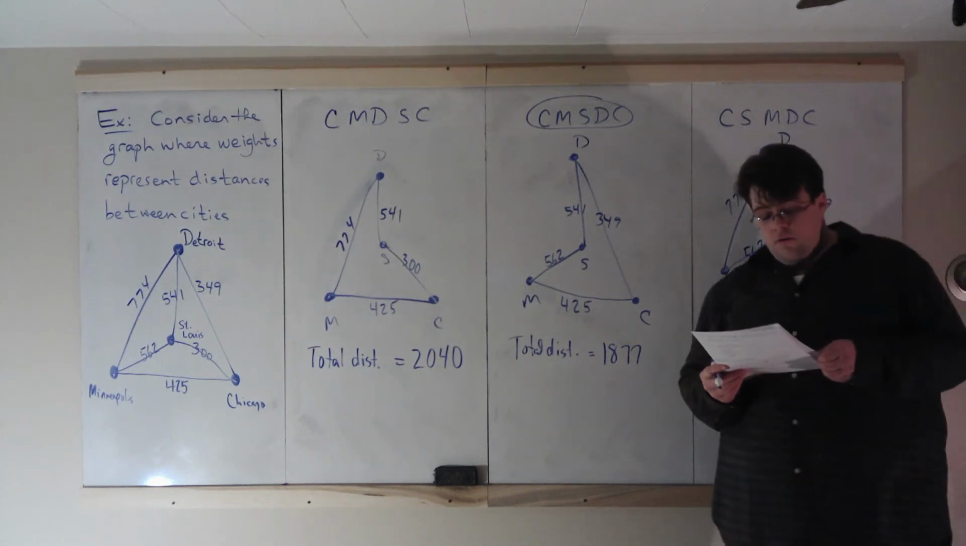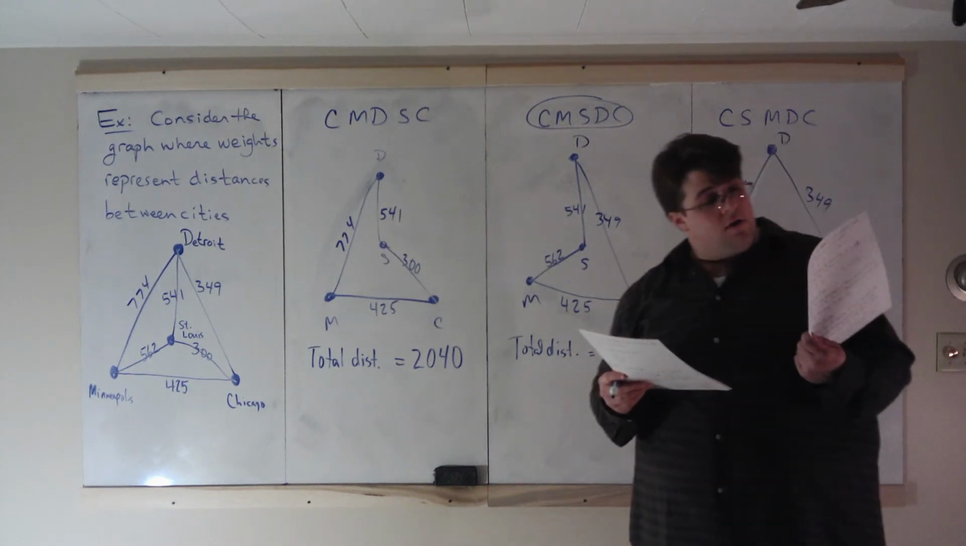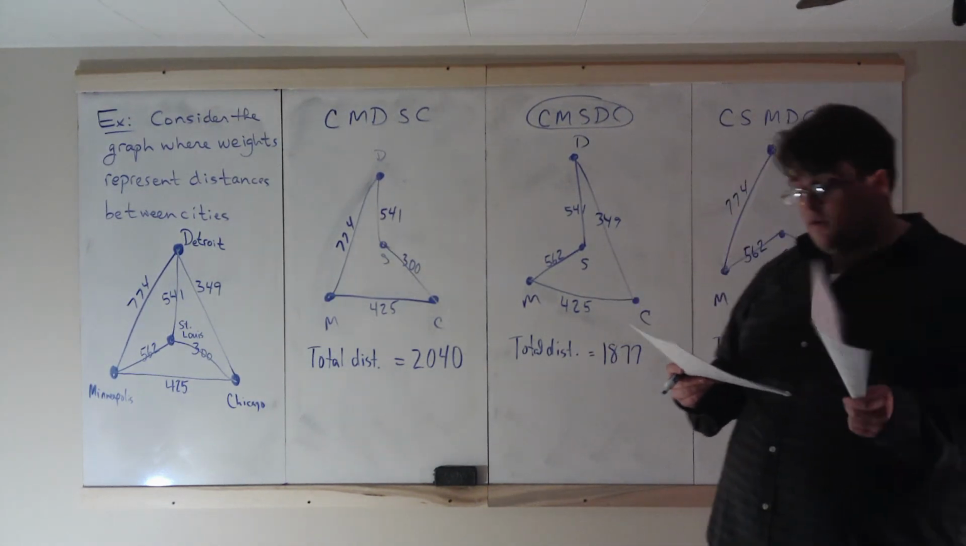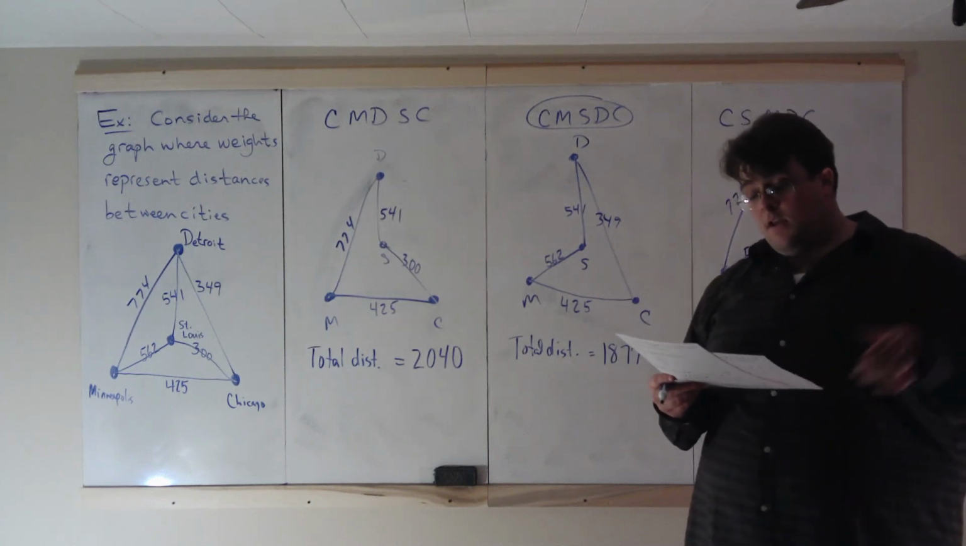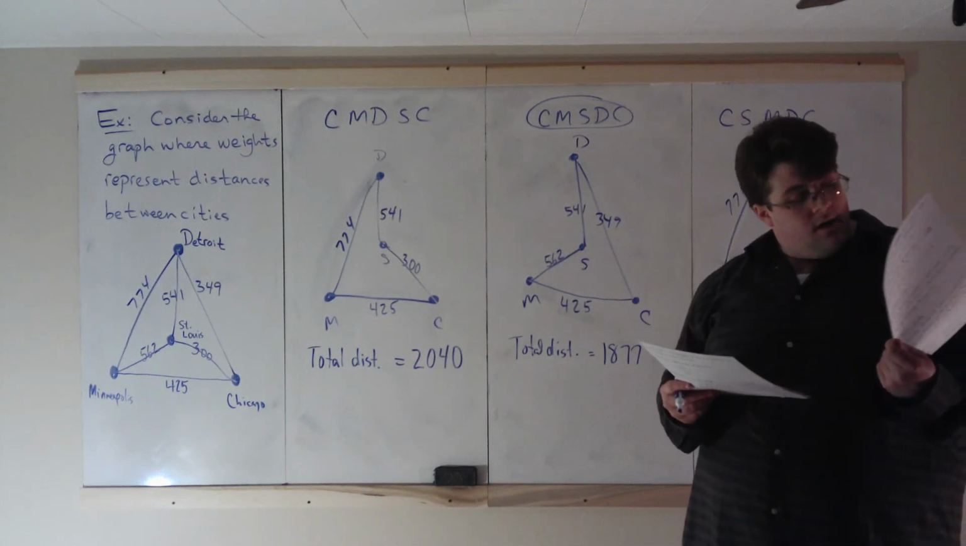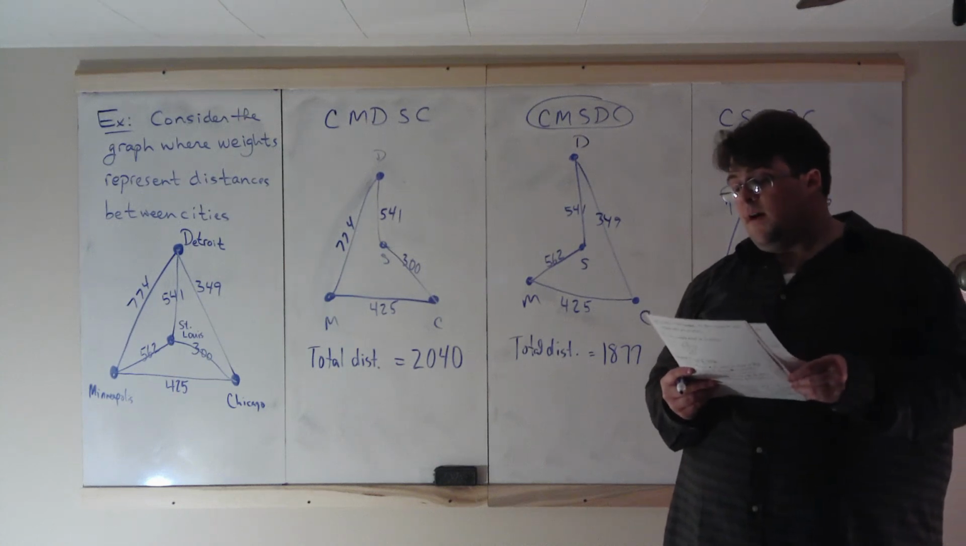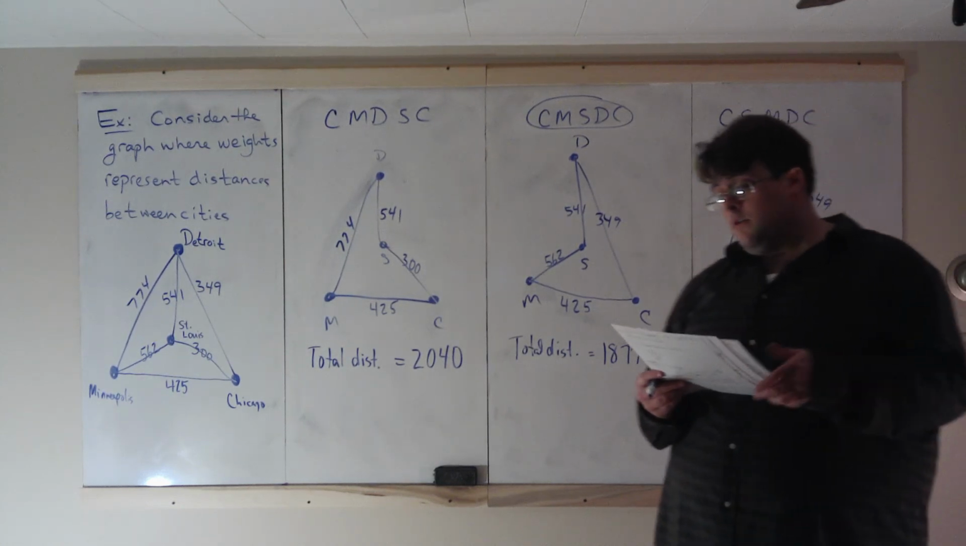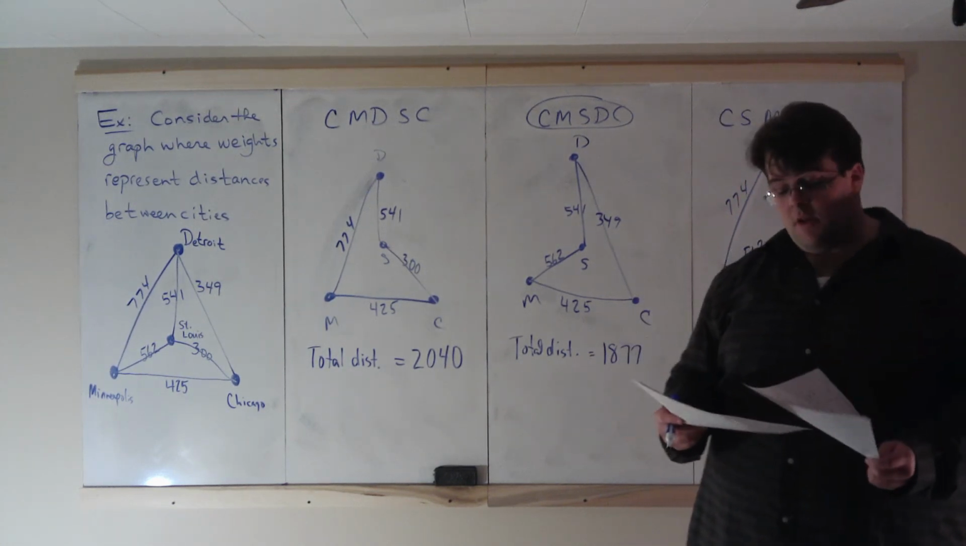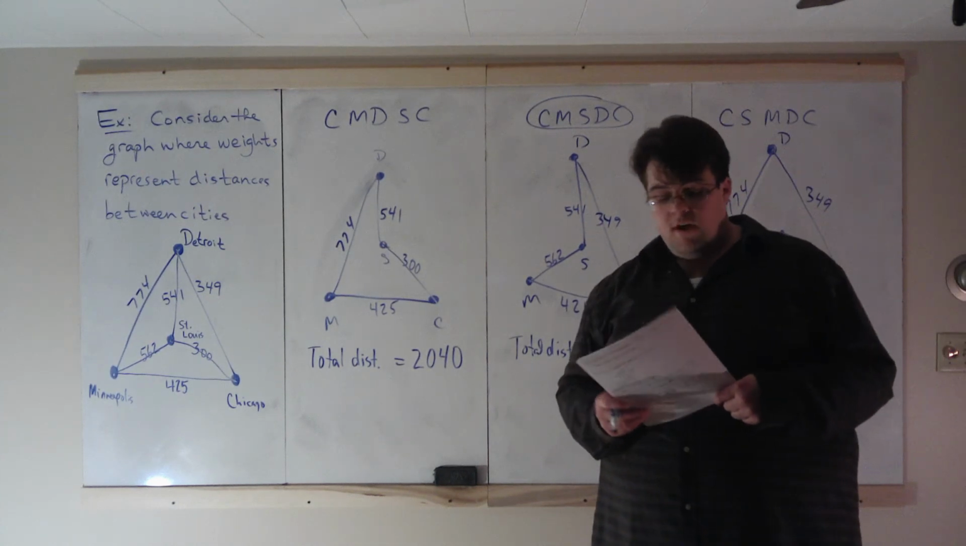So what we're going to do is discuss 2 other algorithms we could use to not necessarily find the minimum cost Hamiltonian circuit, but to find one with close to the minimum cost for a Hamiltonian circuit.